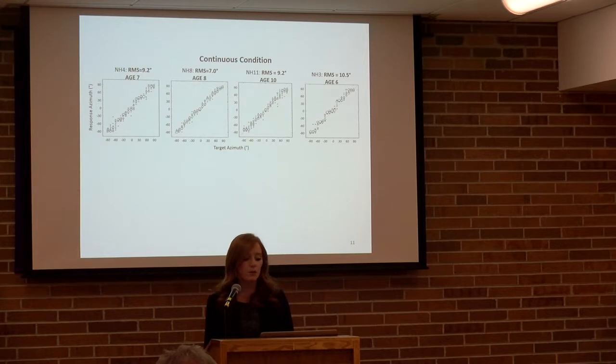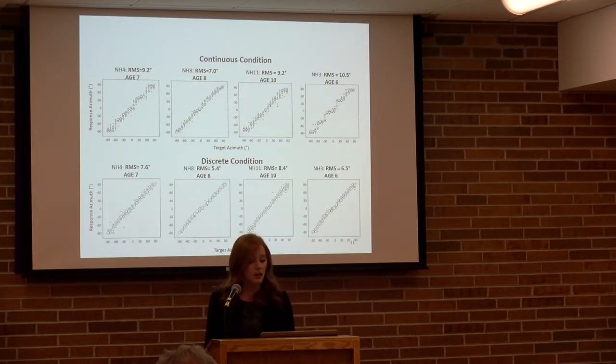When looking at the same 4 children in the discrete condition, or the condition where they had the symbols, the response patterns do not change much. This tells us that despite there being more variability in response choices and a lack of feedback in that continuous condition, these normal hearing children's response patterns remained fairly linear compared to their performance in the discrete condition.